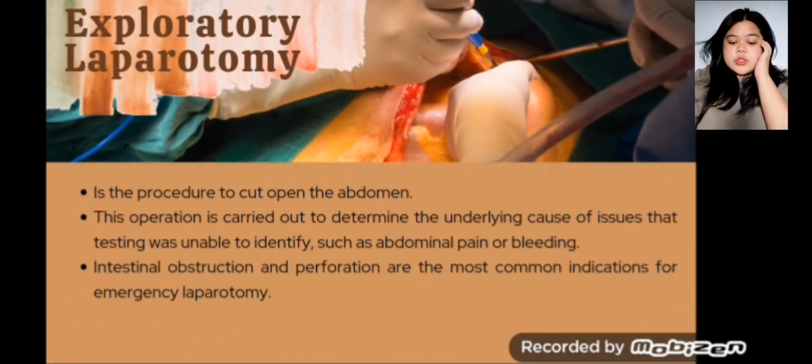Exploratory laparotomy is a procedure to cut open the abdomen. When an abdominal injury necessitates immediate attention, it is also employed, and one substantial cut is made throughout the procedure, which we call an incision. This operation is carried out to determine the underlying causes of an issue that testing was not able to identify, such as abdominal pain or bleeding.